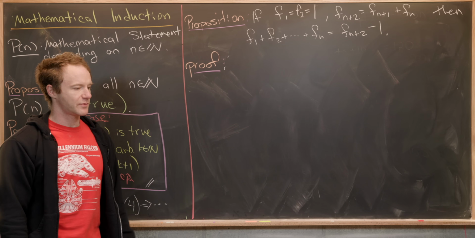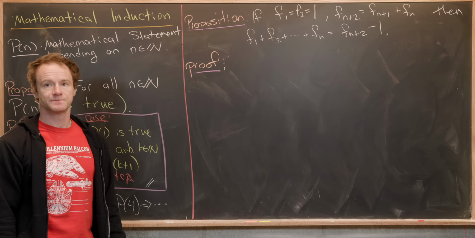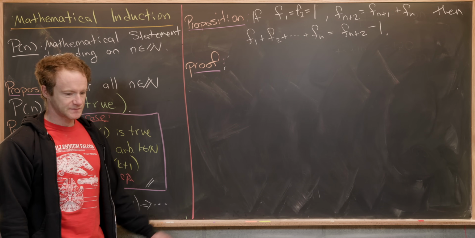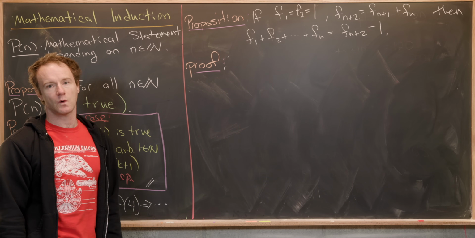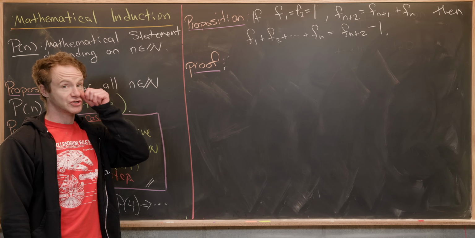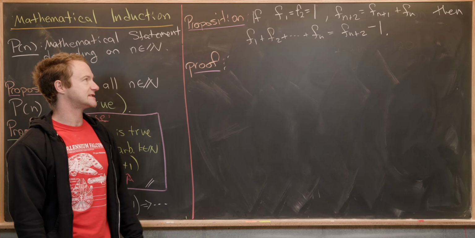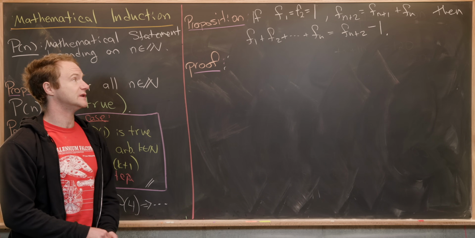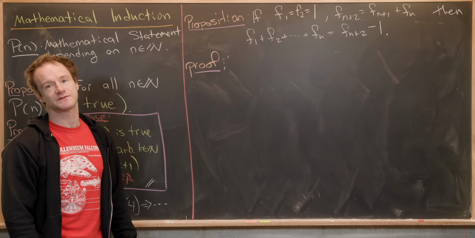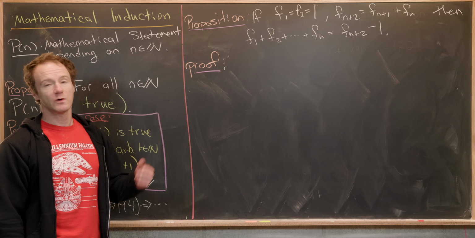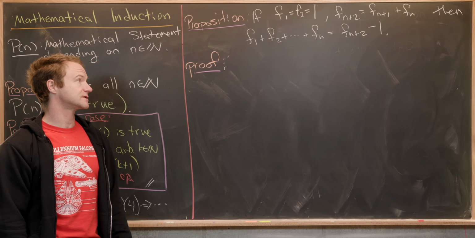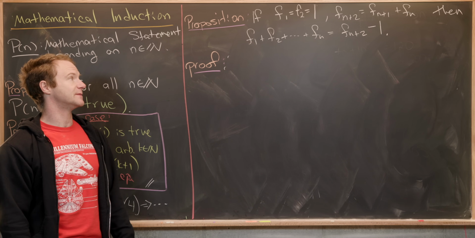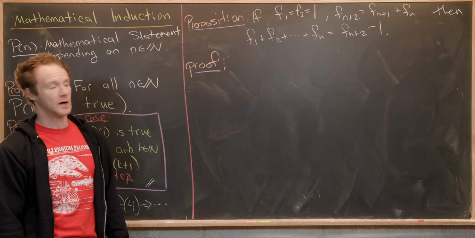So our next little example will have to do with the Fibonacci numbers. So let's recall their definition. You've got 2 seeds, f sub 1 and f sub 2, they're both equal to 1. And then you have our 2-step recursion, which is pretty famous, and that's f sub n plus 2 equals f sub n plus 1 plus f sub n. And what we want to do is show that the sum of the first n Fibonacci numbers is equal to f sub n plus 2 minus 1.